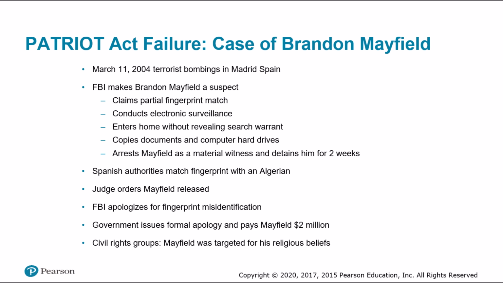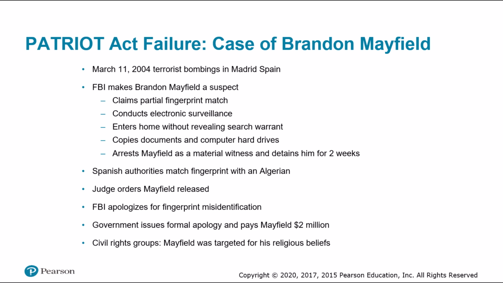Without revealing their search warrant, FBI agents secretly entered Mayfield's home multiple times, making copies of documents and computer hard drives, collecting 10 DNA samples, removing 6 cigarette butts for DNA analysis, and taking 355 digital photographs. The FBI also put Mayfield under electronic surveillance. On May 6 of 2004, the FBI arrested Mayfield as a material witness and detained him for 2 weeks.